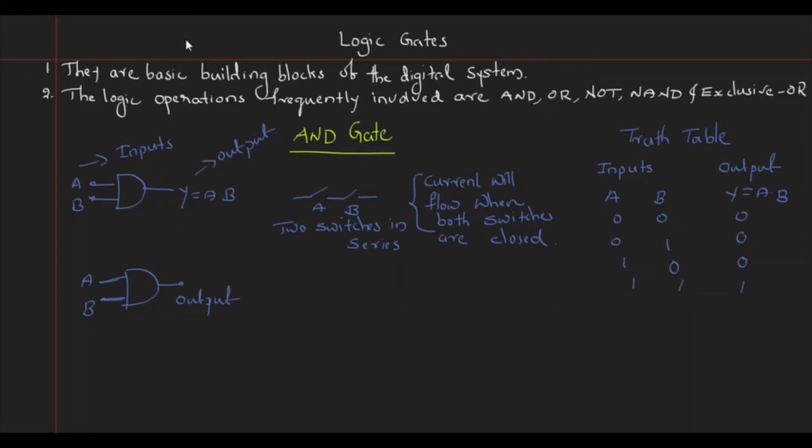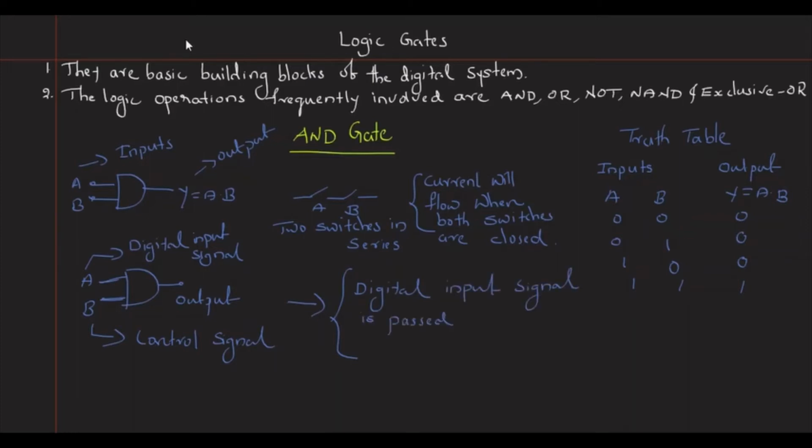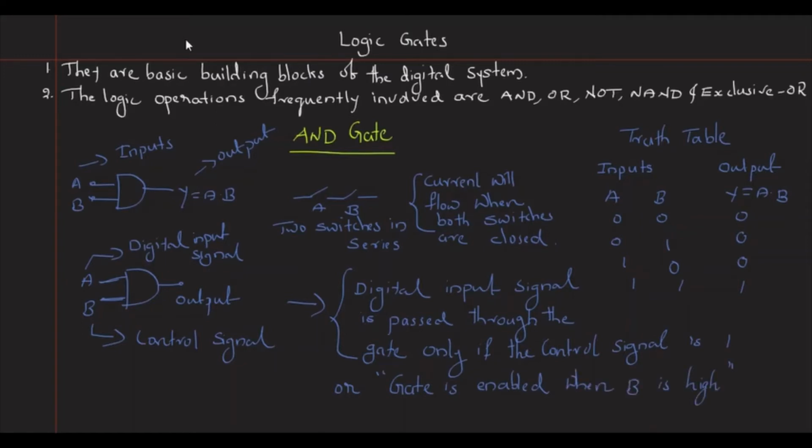Let us see a typical application of an AND gate. We have a two input AND gate, where one input is the digital input signal and the other input is the control signal. From the knowledge of the AND gate, it is clear that the digital input signal will pass through the AND gate only if the control signal is high, or 1. Simply, we can say that the AND gate is enabled when the input B is high.